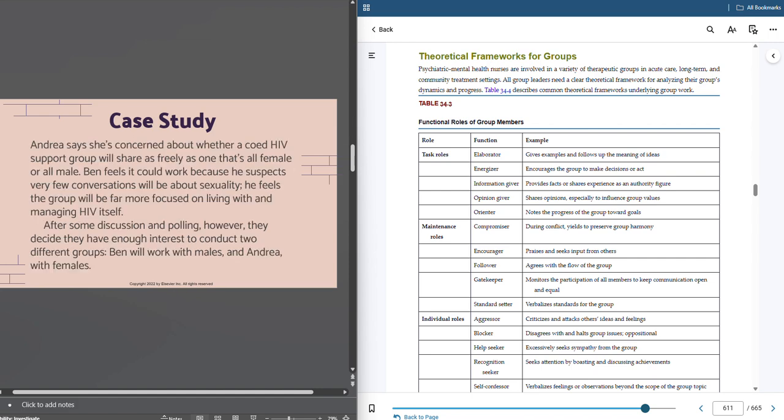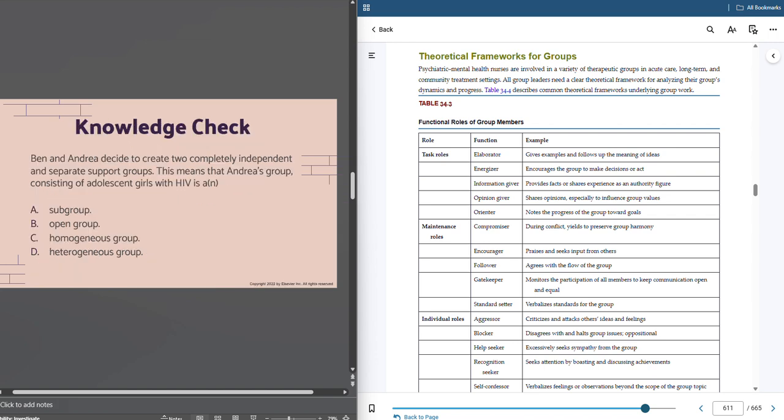Andrea says she's concerned about whether a co-ed HIV support group will share as freely as one that's all female or all male. Ben feels it could work because he suspects very few conversations will be about sexuality. He feels the group will be far more focused on living with and managing HIV itself. After some discussion and polling, however, they decide they have enough interest to conduct two different groups. Ben will work with males and Andrea will work with females.